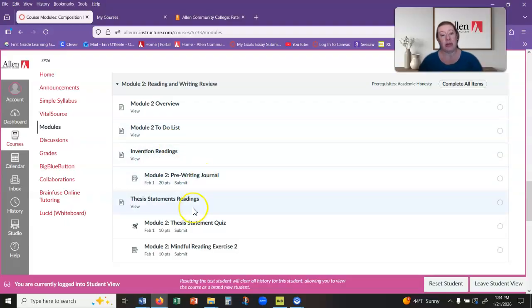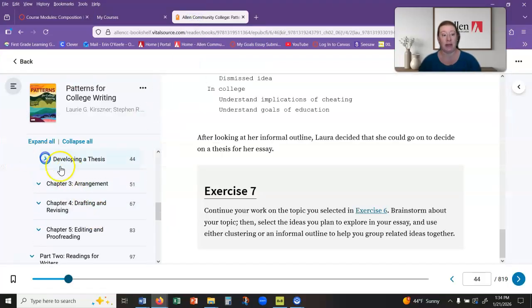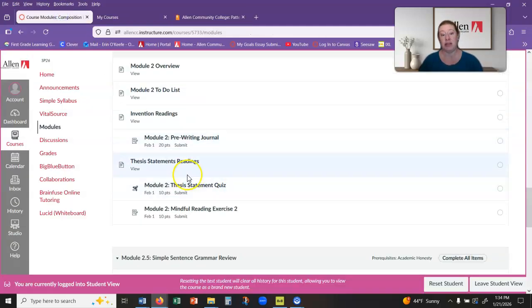You're just practicing those techniques. So after you're done with that, then you're going to read over the thesis statement readings, which is still in the textbook, looking at developing a thesis. There's plenty of information about writing a thesis statement. And then the thesis statement quiz just gives you examples of thesis statements, and you get to decide whether or not it's a good thesis based on what you've read about thesis statements.